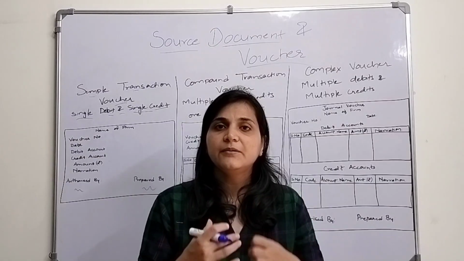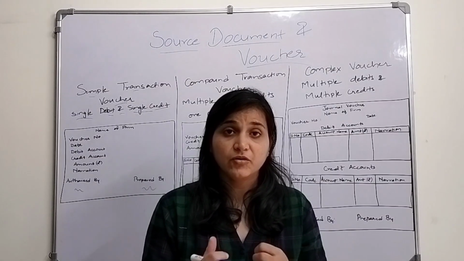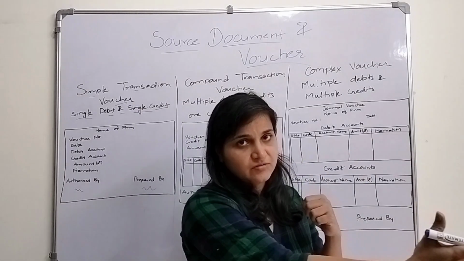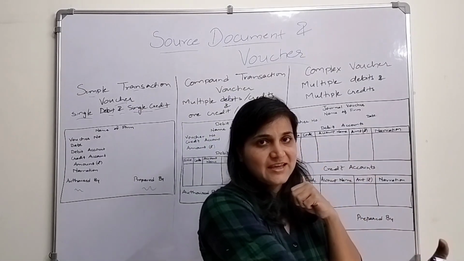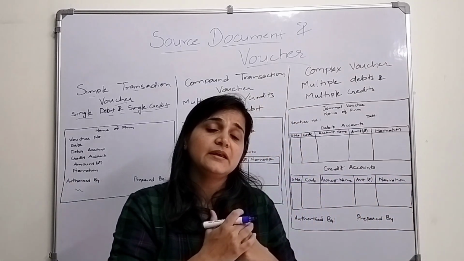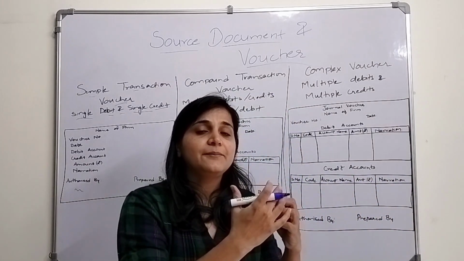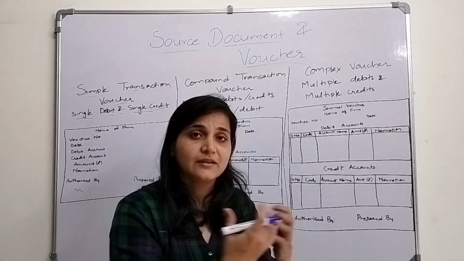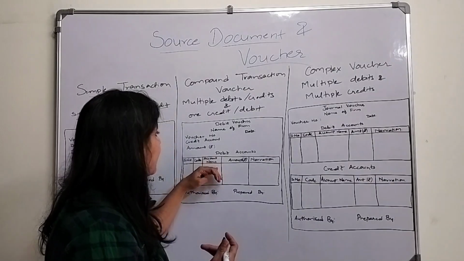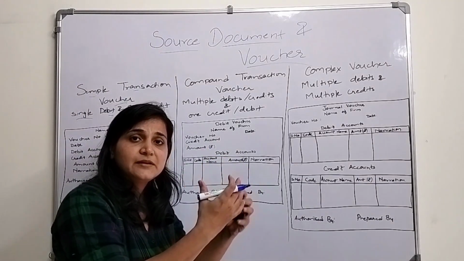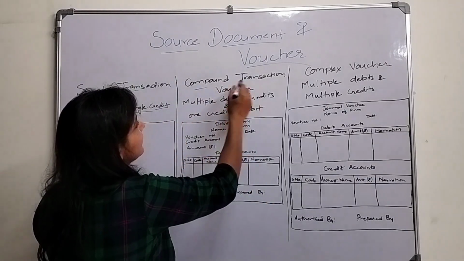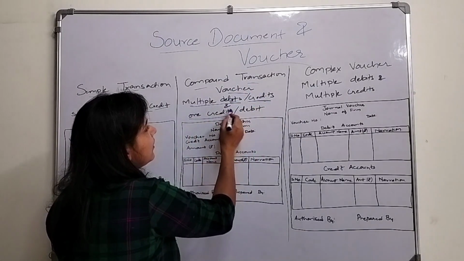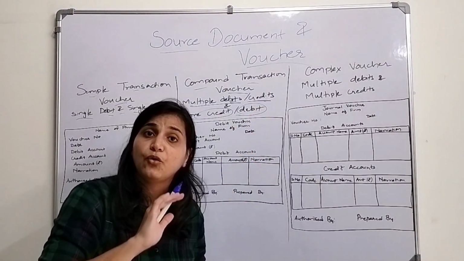So there are multiple things that I am buying from that particular shop. Okay, so multiple things are coming to me, and I am giving just cash. Multiple things are coming into my business, and I am debiting them. So when multiple transactions are happening, what I prepare is called a compound transaction voucher. There are multiple debits and one credit, or multiple credits and one debit only.